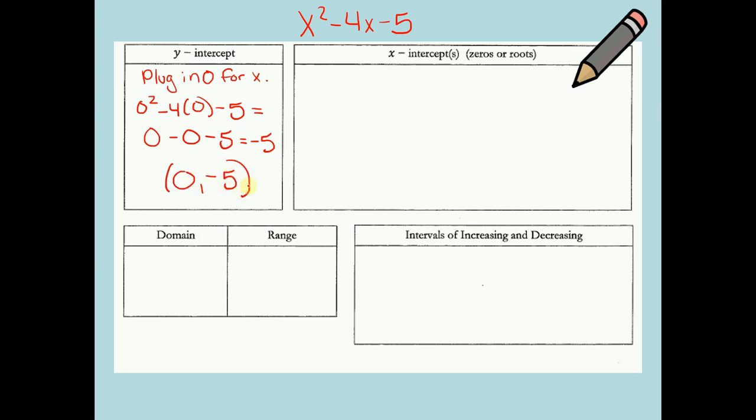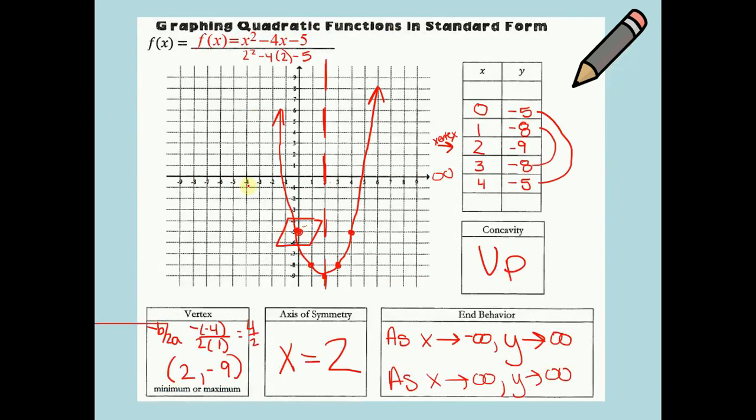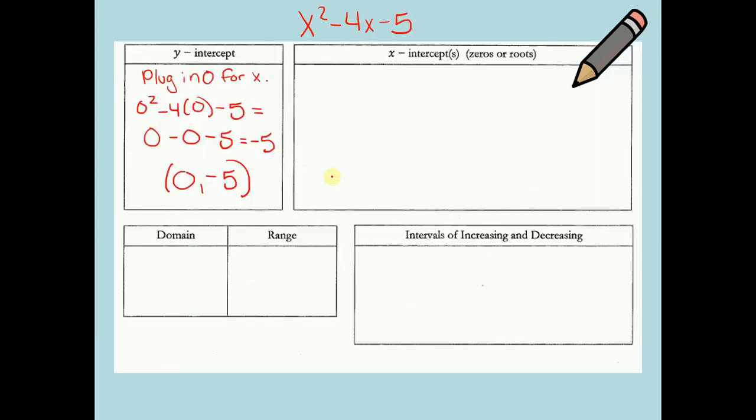Now, what about your x-intercept? Where are you crossing the x-axis? Well, on here, we kind of just got these points, right? We didn't get the x-intercepts. How are you going to find them? Well, that goes back to our last unit when we solved quadratics. Those were basically finding the x-intercept. So, x squared minus 4x minus 5. How would we solve or find the zeros or the roots of that equation? Well, you are going to set it equal to 0.